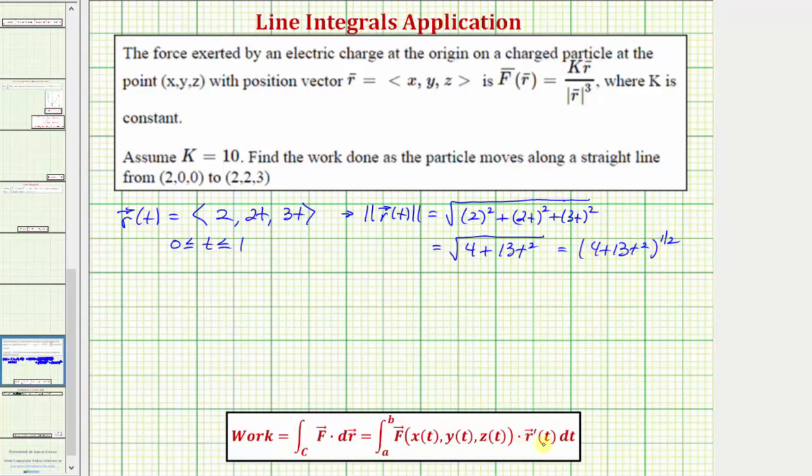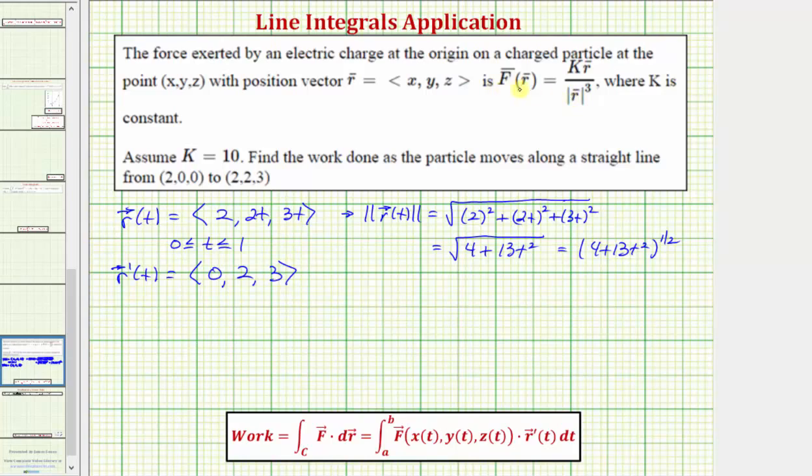We're also going to need r prime of t. Let's find that now as well. r prime of t is going to have an x-component that's the derivative of 2, which is 0, a y-component, which is the derivative of 2t, which is 2, and a z-component, which is the derivative of 3t, which would be 3.